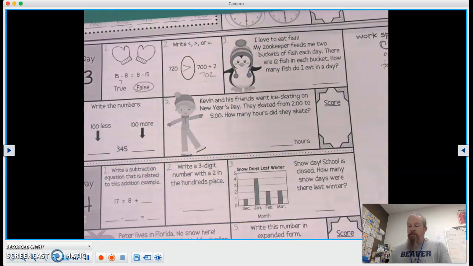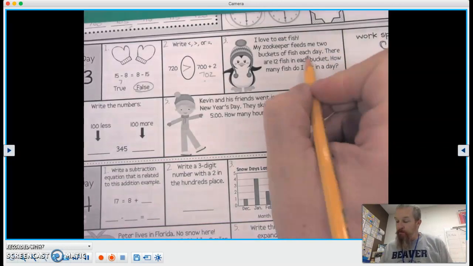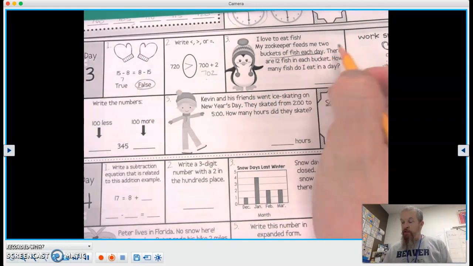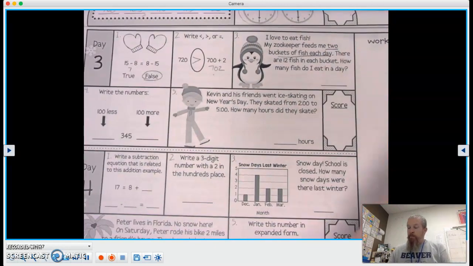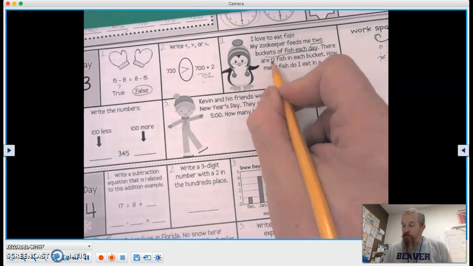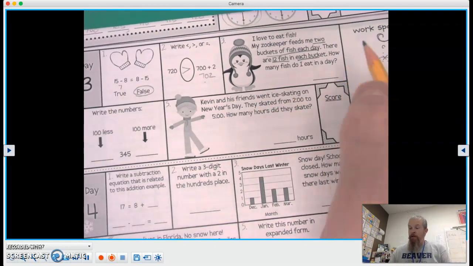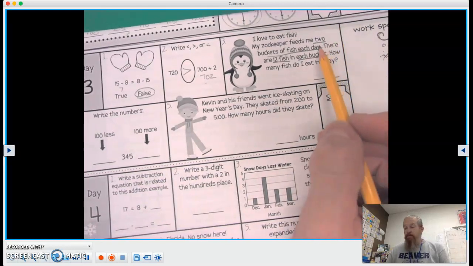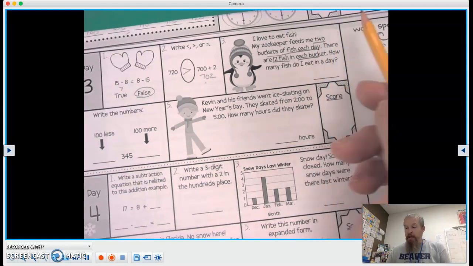I love to eat fish. My zookeeper feeds me 2 buckets of fish each day. There are 12 fish in each bucket. How many fish do I eat in a day? 2 buckets of fish each day. There are 12 fish in each bucket. So it's like having a breakfast and a dinner. We skip lunch, I guess.